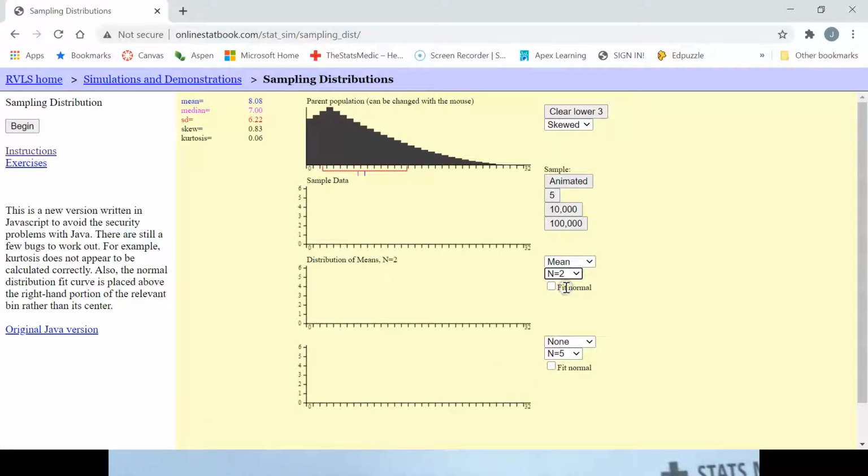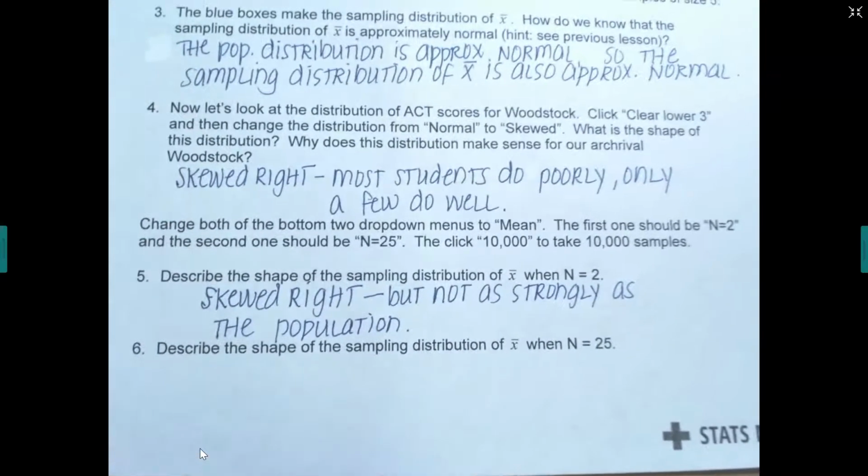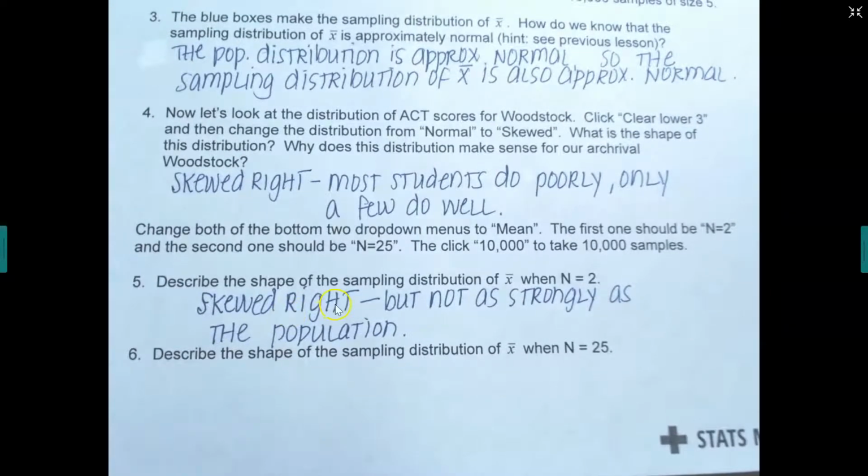So I'm going to change this to a sample size of 2 and this one to a sample size of 25. Alright, and now I'm going to take 10,000 samples. When I take 10,000 samples with a sample size of 2, I get a slightly less skewed distribution. So let's describe it for number 2. Take a second to do that. Okay, so we said for when n is 2, it's skewed right, but not as strongly as the population.